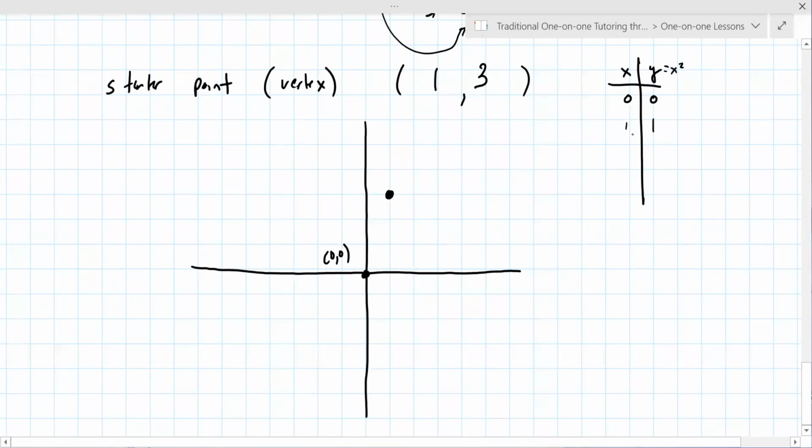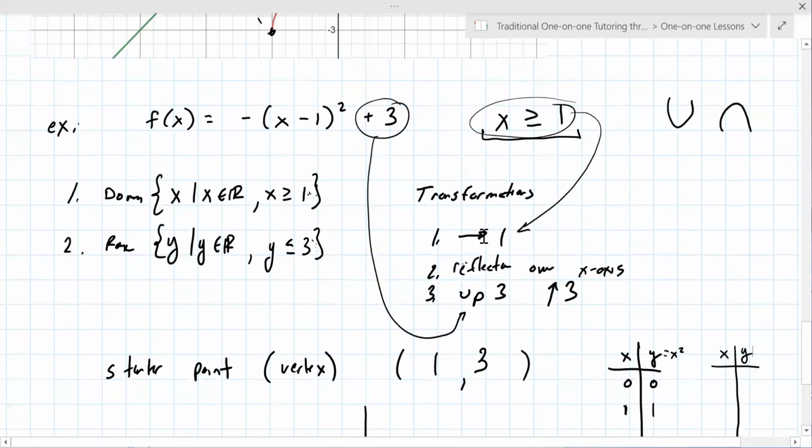No. So when x is 1, y is 1, because 1 squared is 1. All right. And on the right here, we'll do the new ones. Okay. So that every time we have a point, we have to transform it. So the transformations are right 1, reflect over the x-axis, and then up 3.